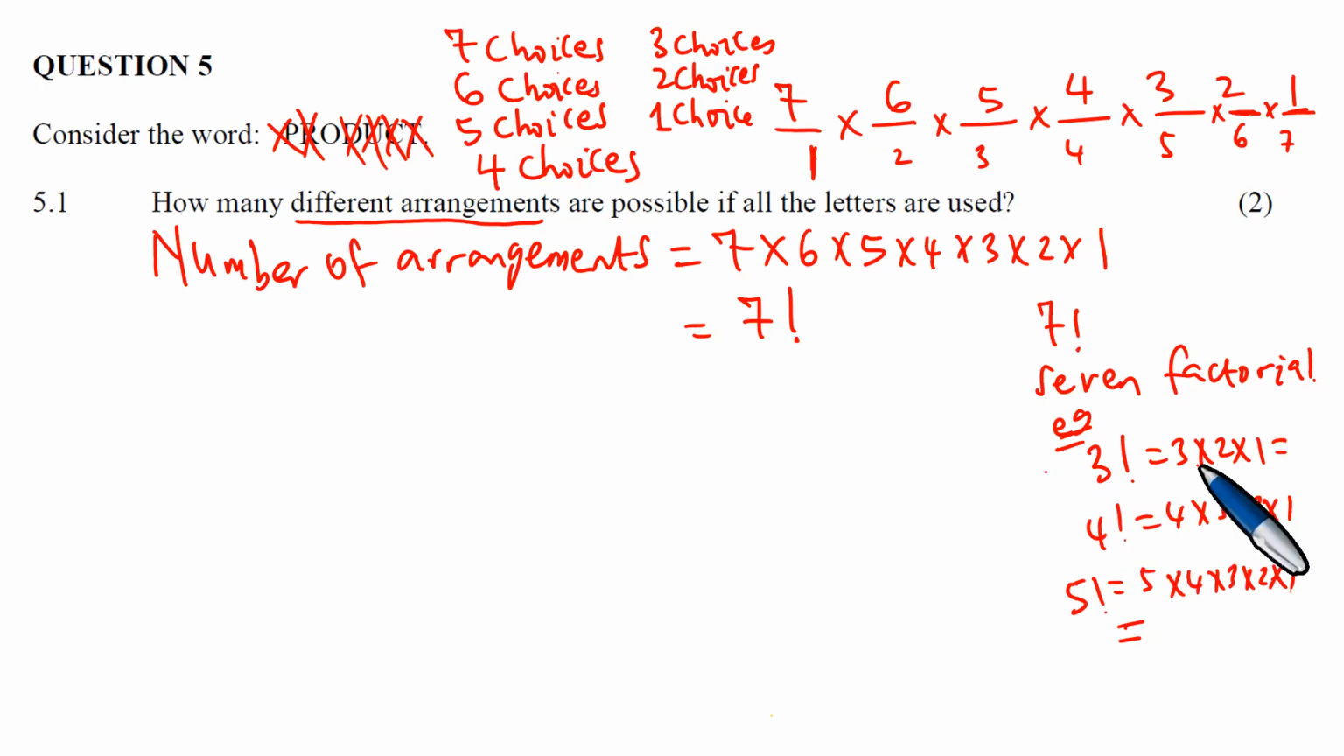3 factorial is 3 times 2 times 1. What is 3 times 2? It's 6. 4 factorial is 4 times 3 times 2 times 1. 4 times 3 is 12, times 2 is 24.